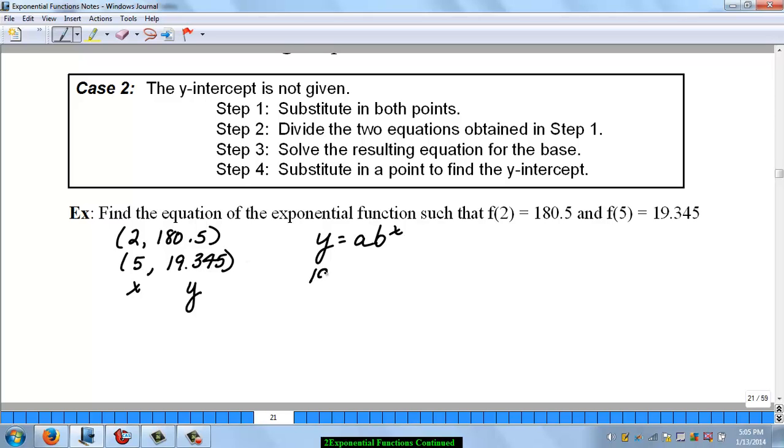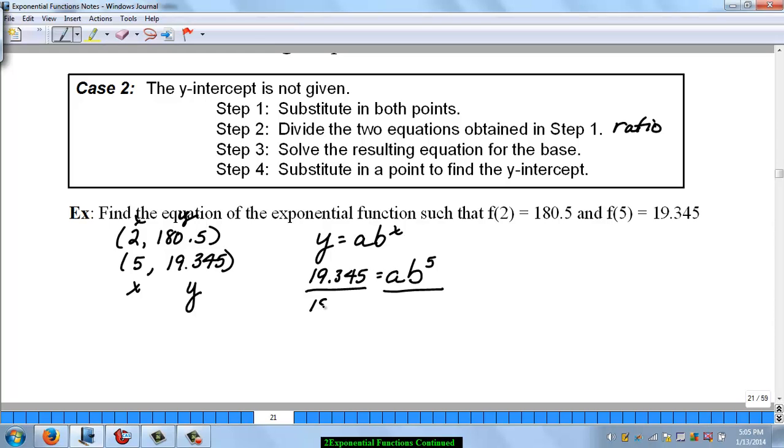So I have 19.345 as my y, equals a, b, which I don't know, but I know my x is 5. All right, so see how I just put that point in there? Then you have to do this divide thing, because it says divide the 2 equations in step 1. This is because it's a ratio. You have a ratio. So I have to put the other point in. So this is an x and a y.